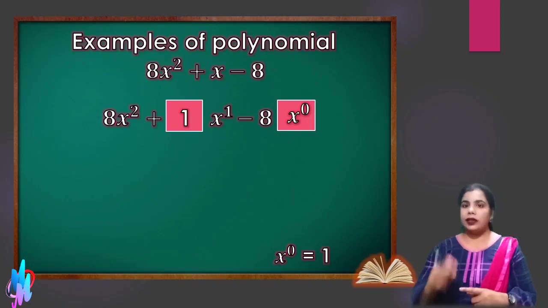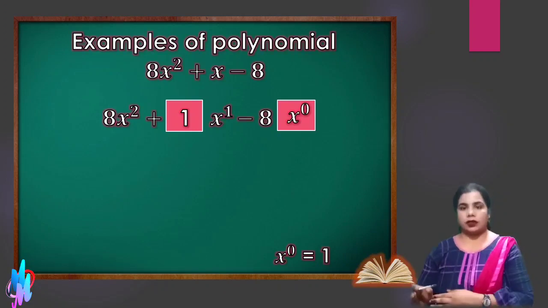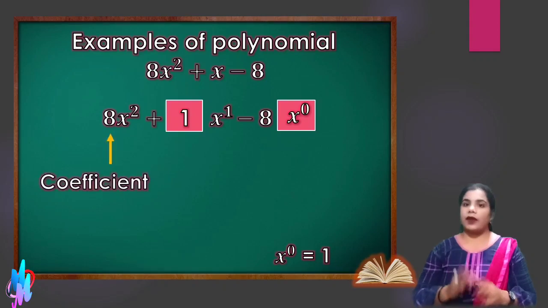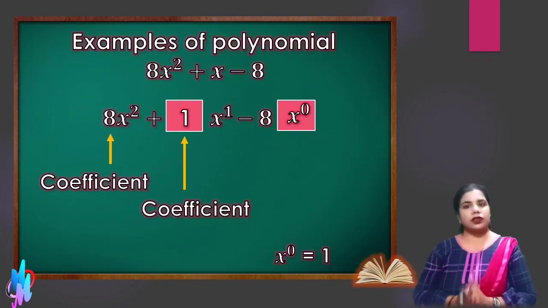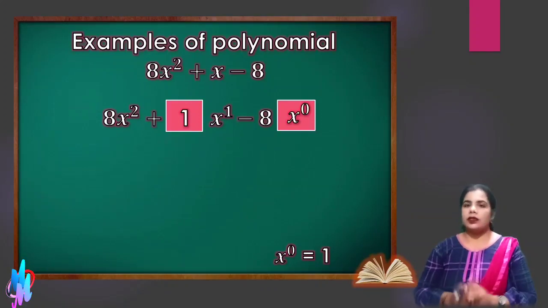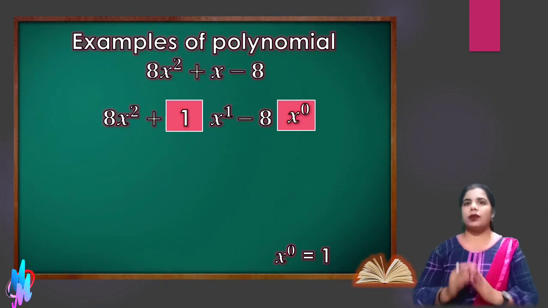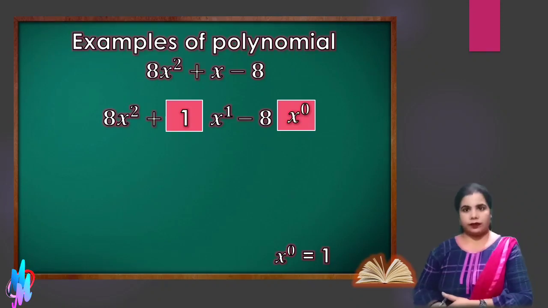Okay, so 8 into x to the power 0 means 8 only. So that's why this 8 is known as constant. Okay, so what is the coefficient of x square here? That is 8. What is the coefficient of x here? 1. And last term is the constant term. So did you get this one? So our polynomial is 8x square plus x minus 8.